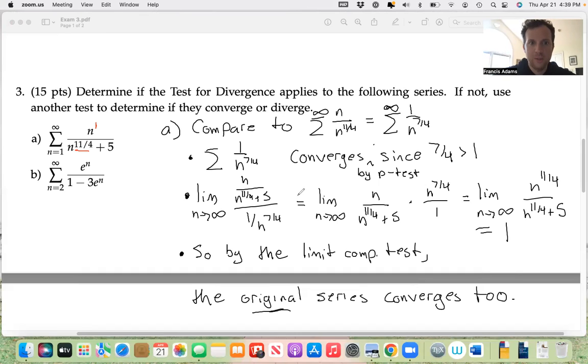Questions about this part, this use of the limit comparison test?